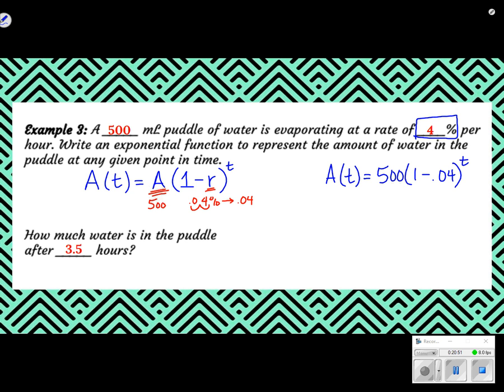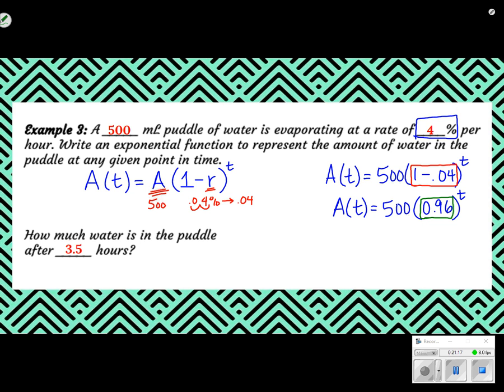Now, again, for some reason this is super hard. I don't think it is. I don't know why. I need you to simplify that. So A of T equals 500 times 0.96 to the T. Okay, now remember it's a decay if our B value, which is what this is now, is between 0 and 1. Do you see how it's between 0 and 1?